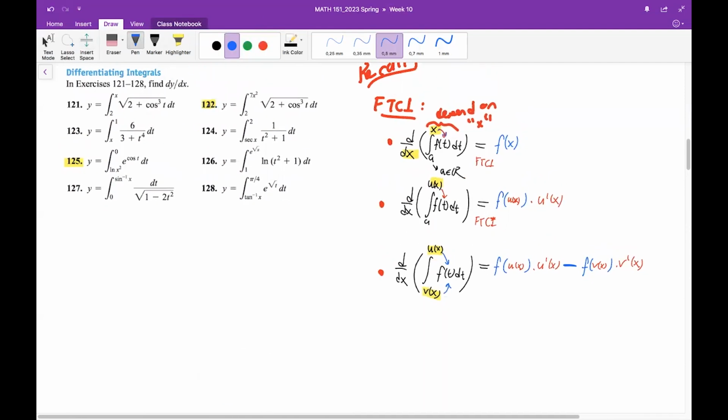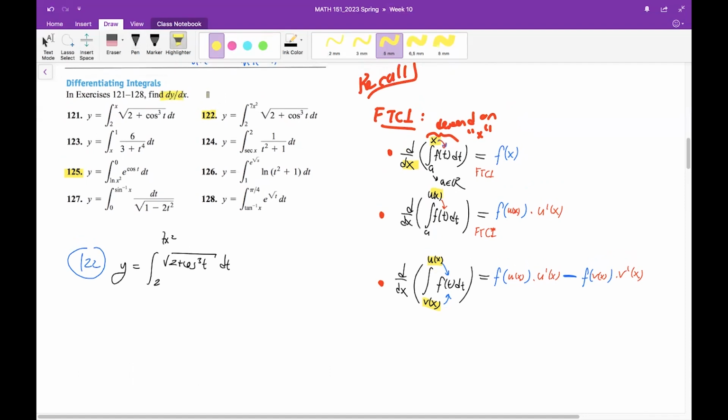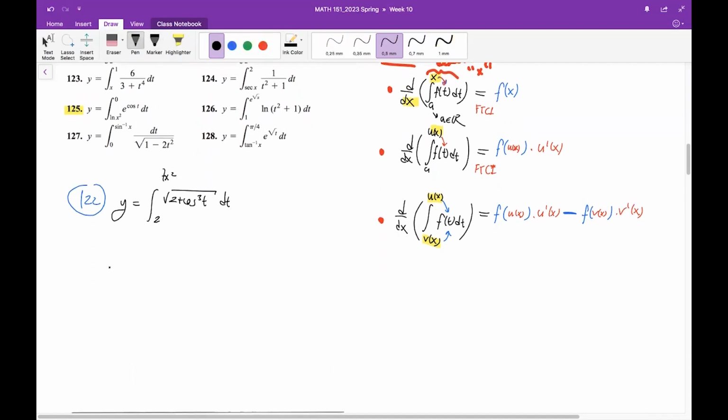Okay, start with 122. Our function y is given as the integral from 2 to 7x squared. The function inside is the square root of 2 plus cosine cubed t, dt. Okay, what we want to do is compute the first derivative of the given function y, dy over dx. So we want to take the derivative of the given integral.